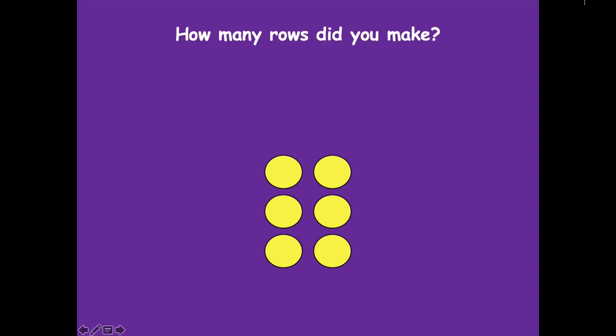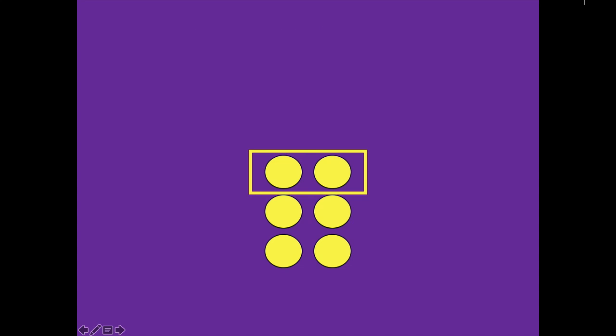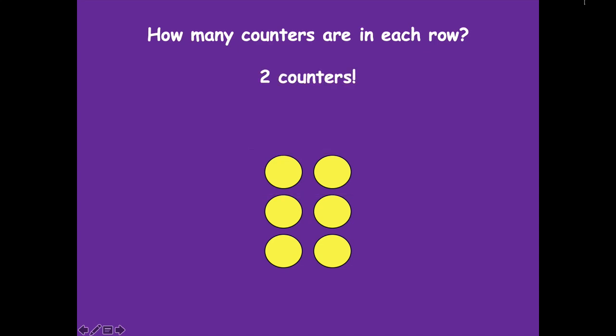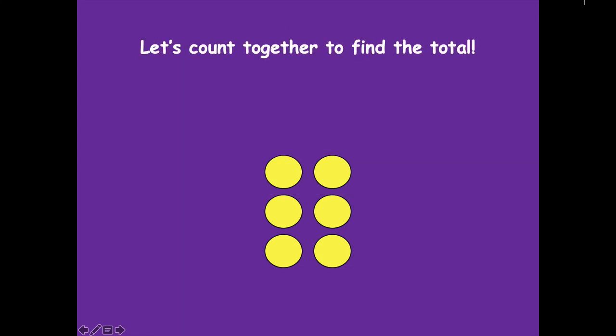All right. So how many rows did you make? Remember, this is a row side by side. 3 rows. How many counters are in each row? 2 counters. Let's count together to find the total. So 1, 2, 3, 4, 5, 6.